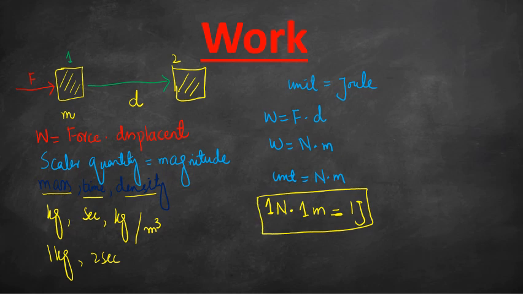Suppose this is a block having a mass m. If a force of 1 Newton is applied on this block, and this block covers a distance of 1 meter due to application of the force of 1 Newton, then the work done on this block of mass m is known as 1 joule. So 1 joule is equal to 1 Newton into 1 meter.